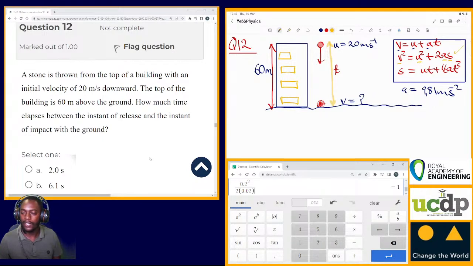I believe that can help us find V, the final velocity, and once we have the final velocity, our problem is half solved. Because having V, we will be able to calculate the time in between the release and the impact with the ground.